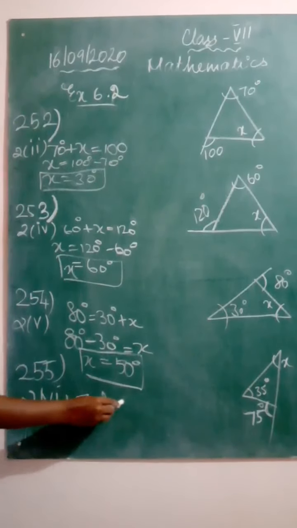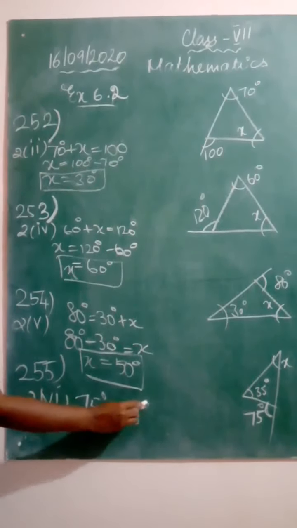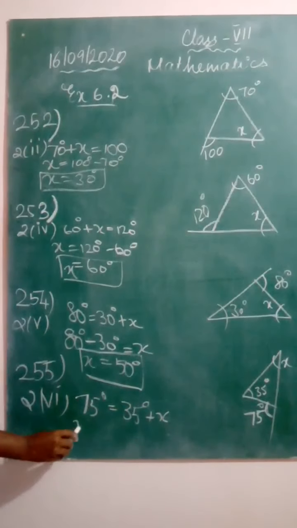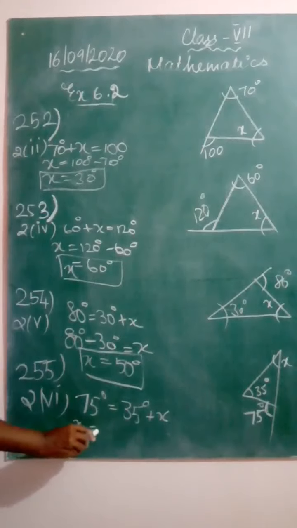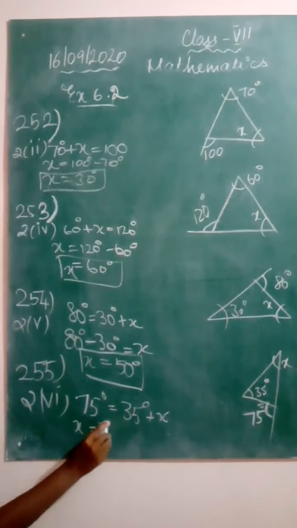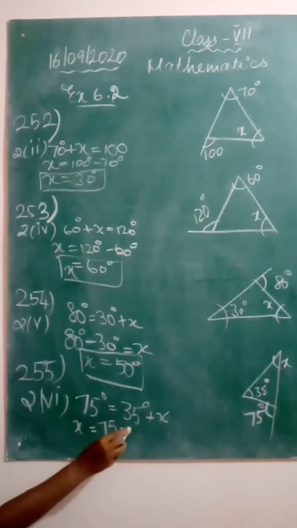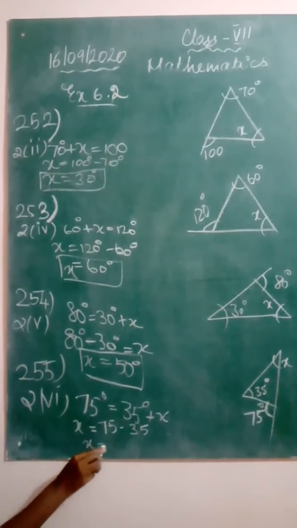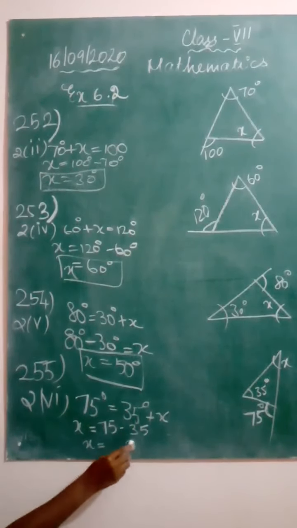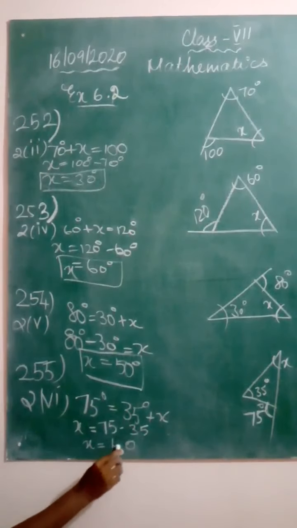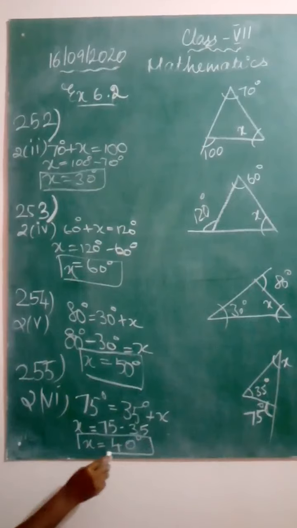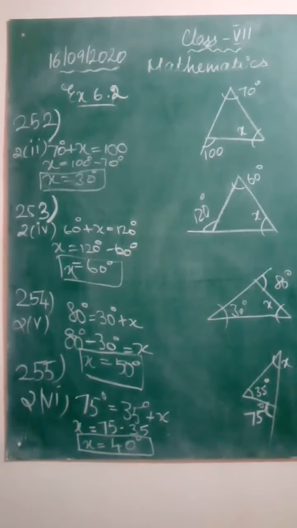So 75 is equal to 35 degrees plus x. So we need x only, right? So x is equal to 75 minus 35, and that is 40. So x is 40 degrees. Is this clear for all of you?